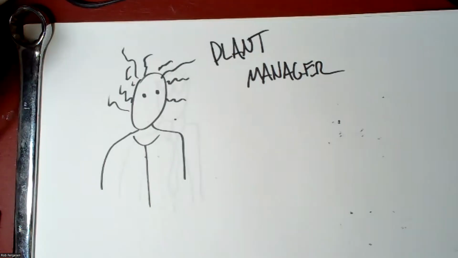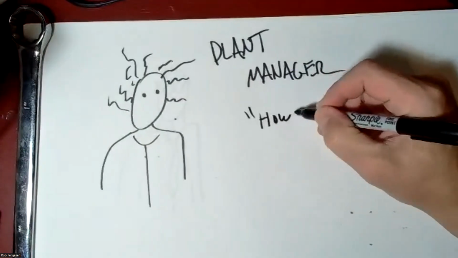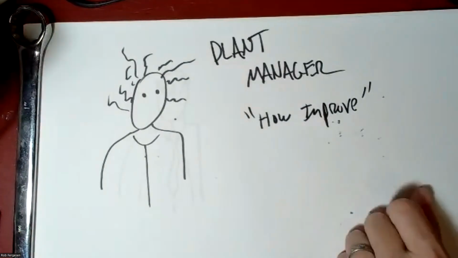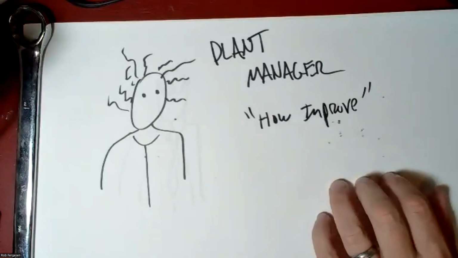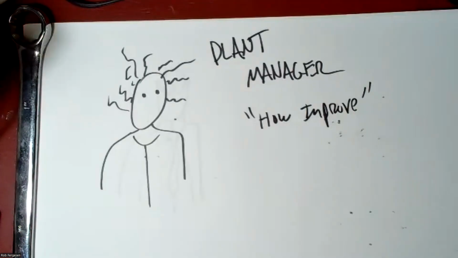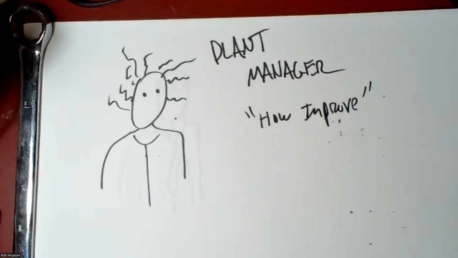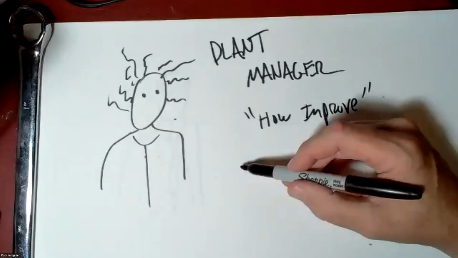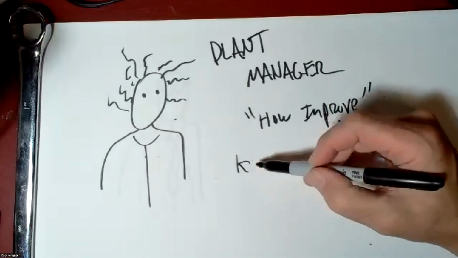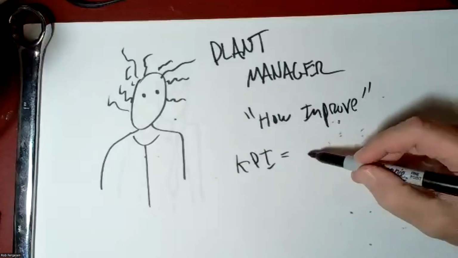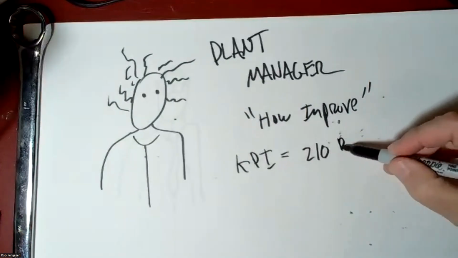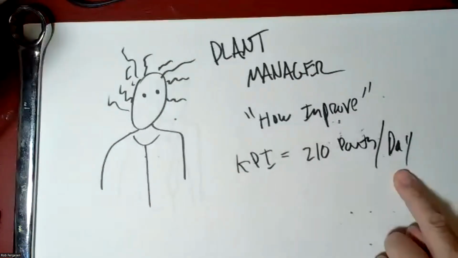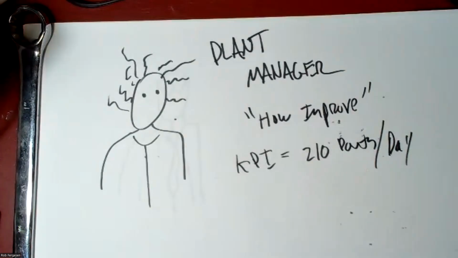And you're going to say, how improve? Okay. And they're going to say, well, right now, my cell is only producing 210 parts per day. And you're going to go, bam, that is something important. You're giving me a KPI, which is 210 parts per day. So you've given me a metric, which is parts per day, and your current metric is 210.